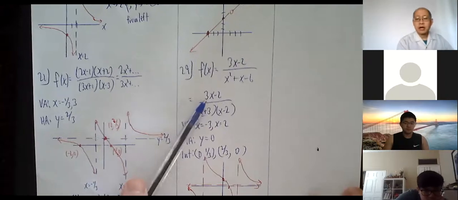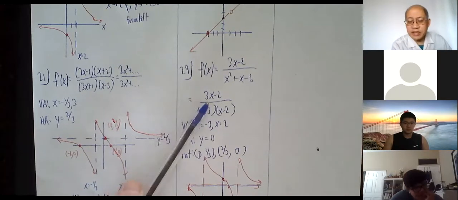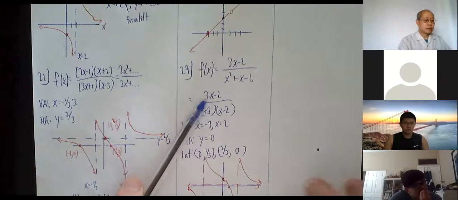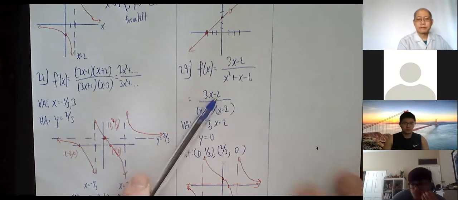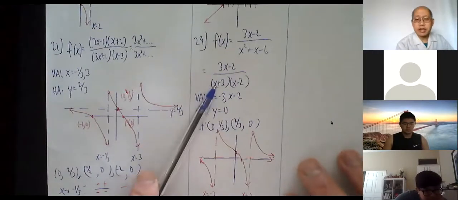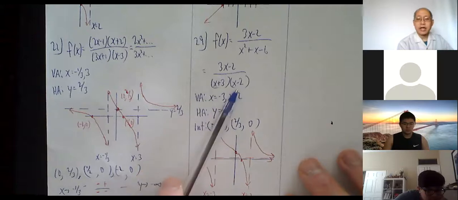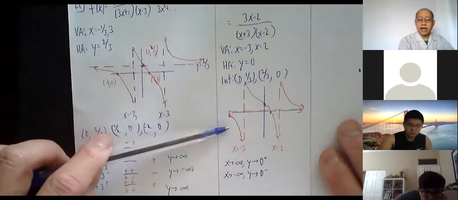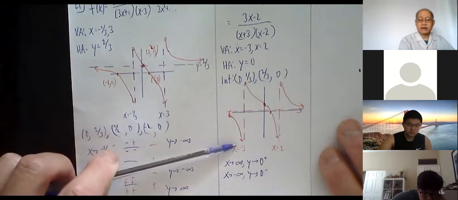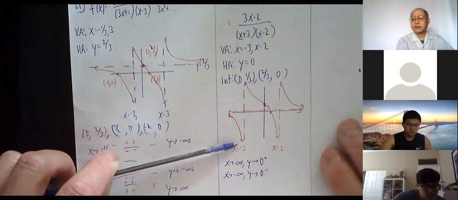Plug in -4. Without doing too much, I hope you can see that everything is negative. 3 times -4, -12, minus 2 is negative. These two are also going to be negative. -4 plus 3, negative. -4 minus 2, negative. So I have a negative divided by a negative times a negative. 3 negatives, so that means y approaches negative infinity. So if I'm coming toward -3 from the left side, we drop to negative infinity. So that's the way the game is played.